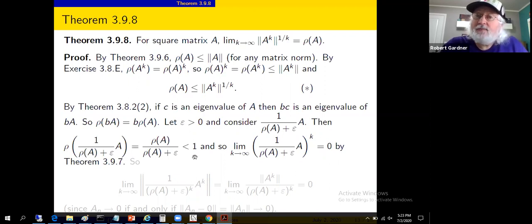I like quotients less than 1 in a conversation about convergence. If I raise that to powers, it's going to get little. So if we take a limit as k approaches infinity of 1 over the spectral radius of A plus epsilon times matrix A to the k power, that'll go to 0 by theorem 3.9.7 because its spectral radius is less than 1. This matrix, we just said, has a spectral radius less than 1. Spectral radius is less than 1, then the limit of the powers of that matrix go to 0. That thing we just did.